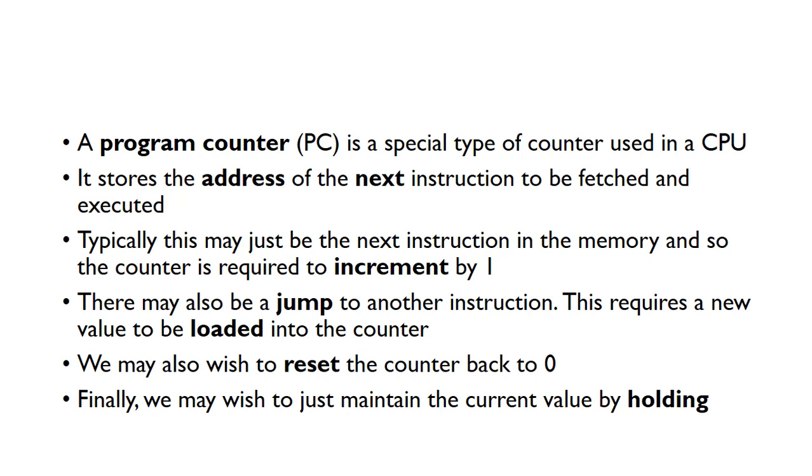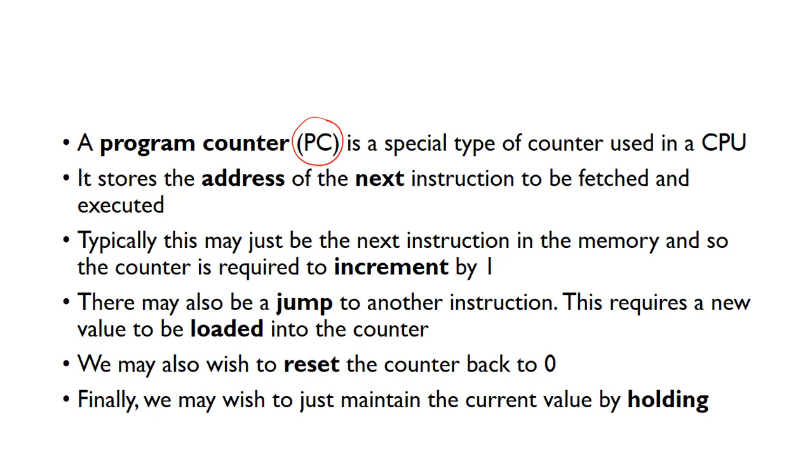A program counter is a special type of counter used in a CPU. You'll see this referred to as PC, so don't get confused by personal computer. In this context, when we say PC, we're talking about the program counter. A program counter stores the address of the next instruction that will be executed, the next instruction that's going to get fetched and then executed by the computer.